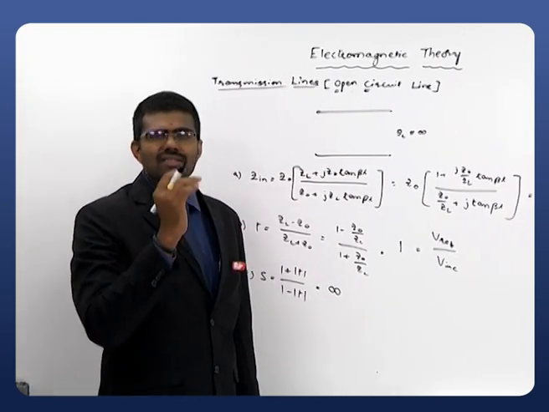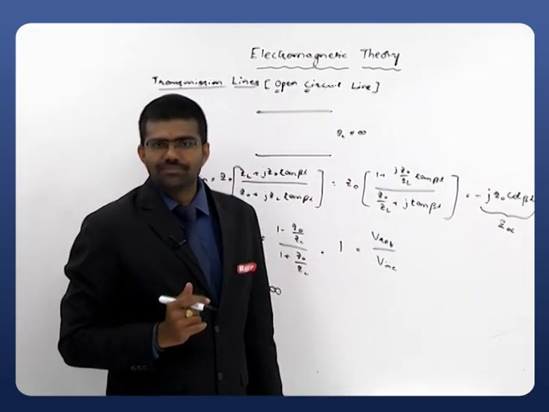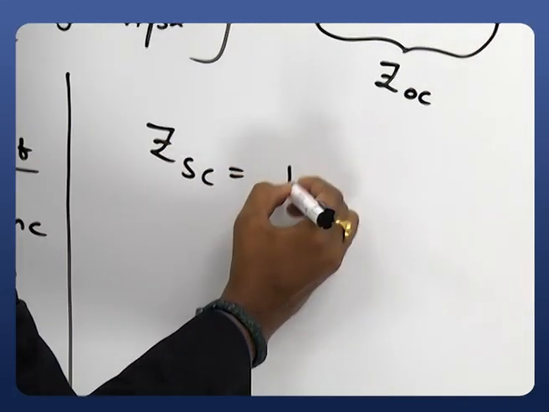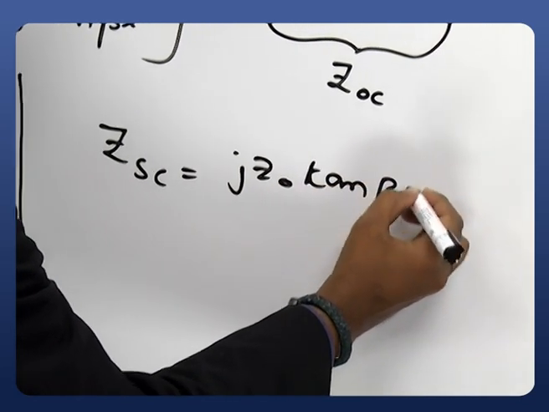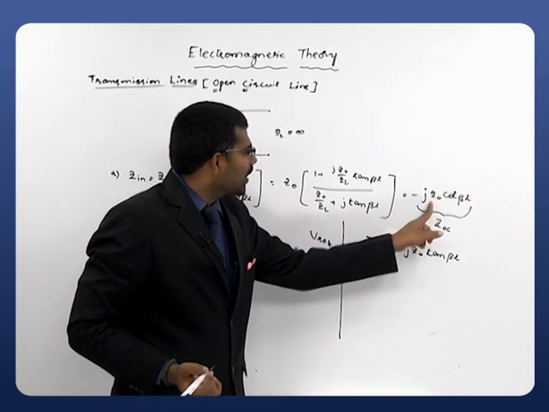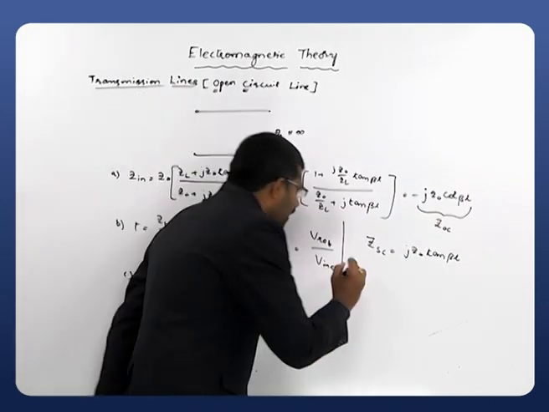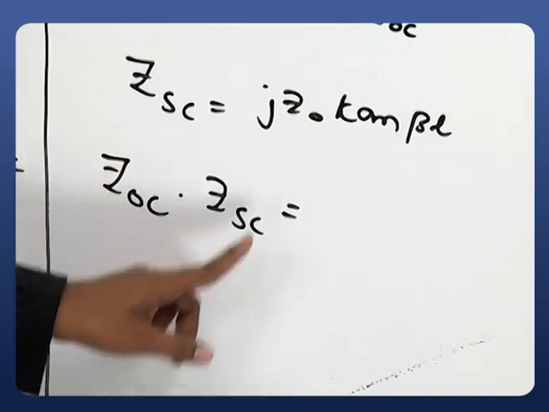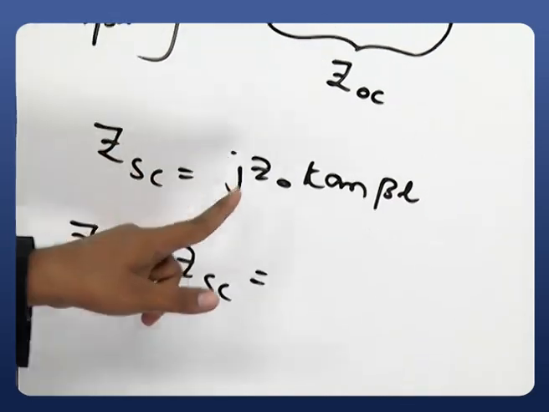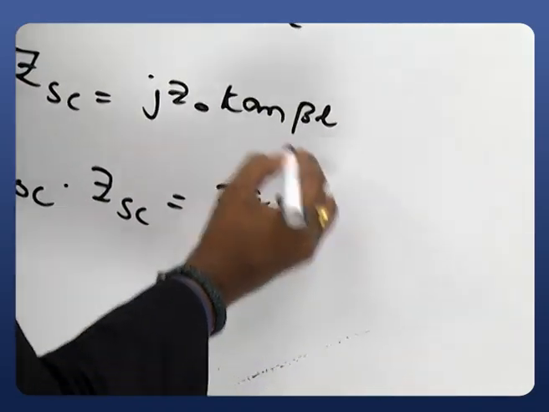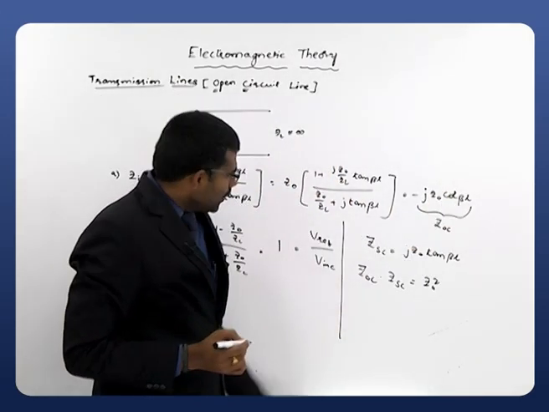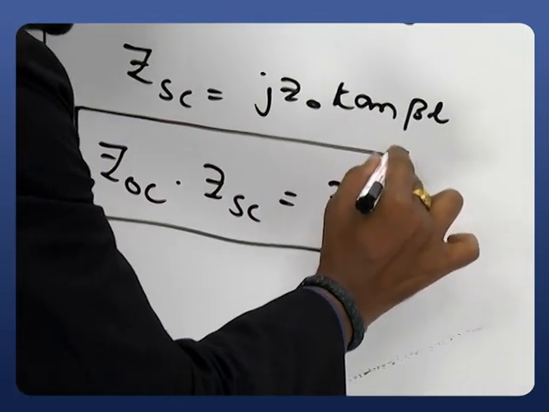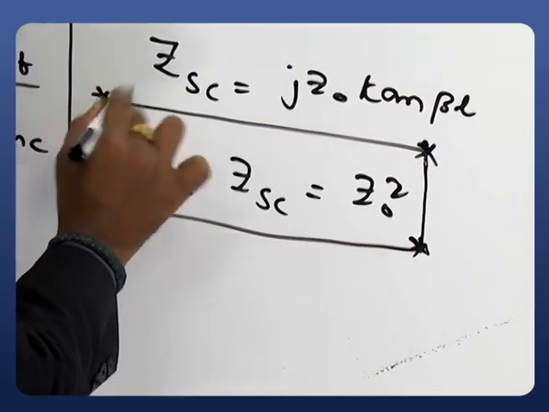Now we have a very simple and interesting equation between ZOC and ZSC. Just observe them. Prior to that, recollect what ZSC is. ZSC is equal to jZ0 tan βL. ZOC is equal to minus jZ0 cot βL. If you multiply the open circuit input impedance and short circuit input impedance, ZOC into ZSC is equal to minus j times j, which will be positive, Z0 into Z0, so Z0 squared, and tan βL into cot βL gives 1, right? So ZOC into ZSC is equal to Z0 squared, an interesting relation between the open circuit input impedance and short circuit input impedance.